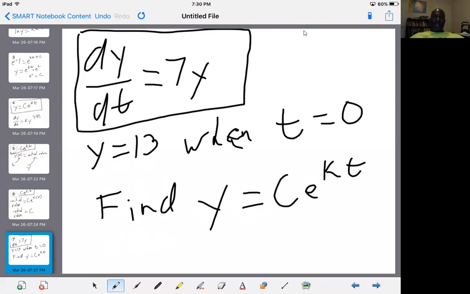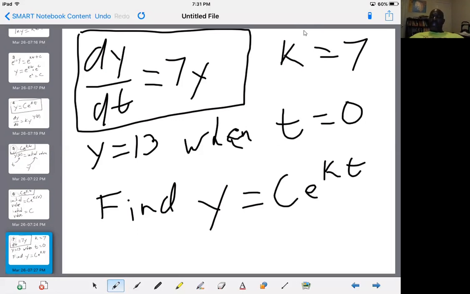So let's go back to the given problem. The given problem is dy by dt equals 7y, correct? Well, the general form of this type of differential equation is dy by dt equals ky. So guess what the value of k is? Yes, you guessed it, 7. K is 7. So I found k.